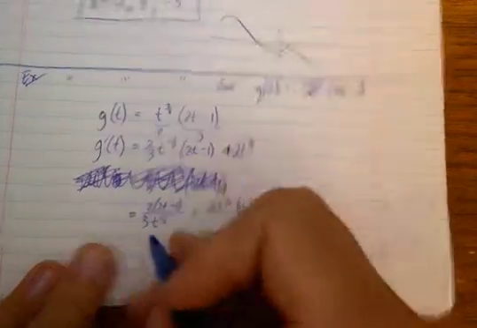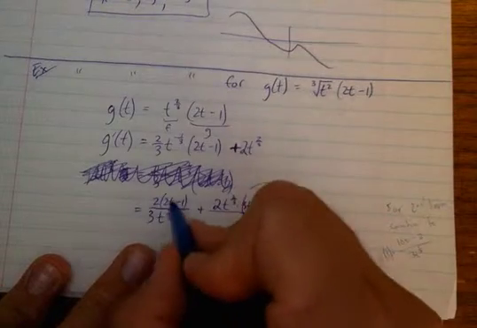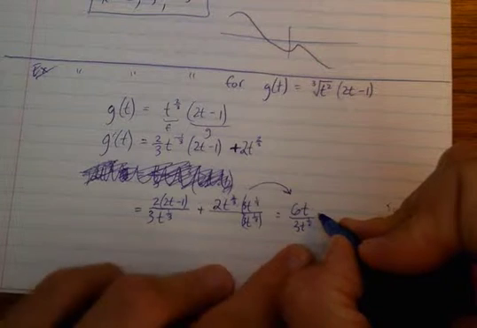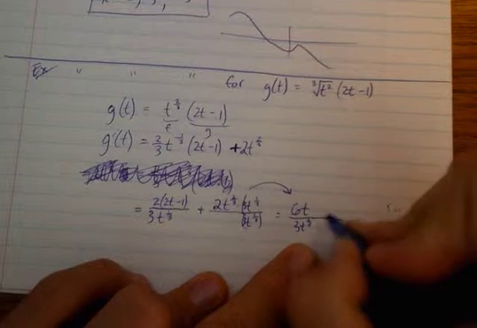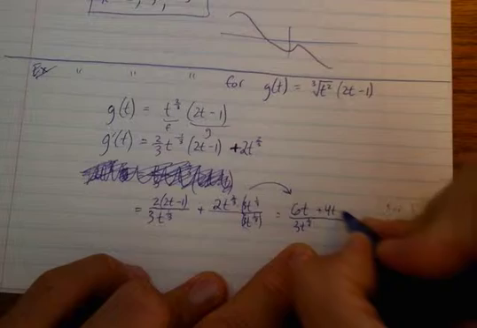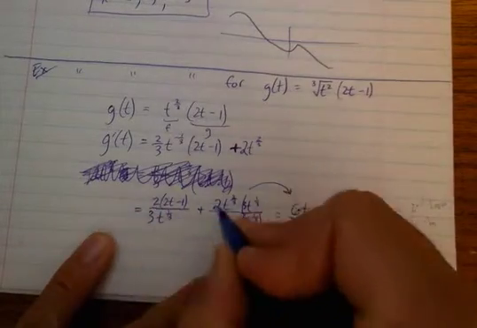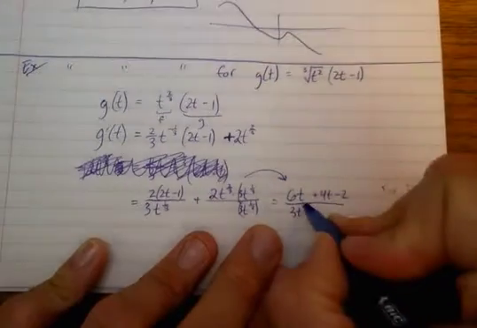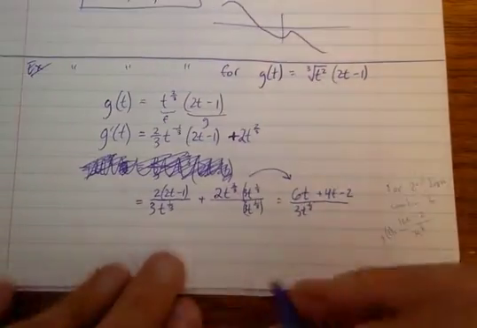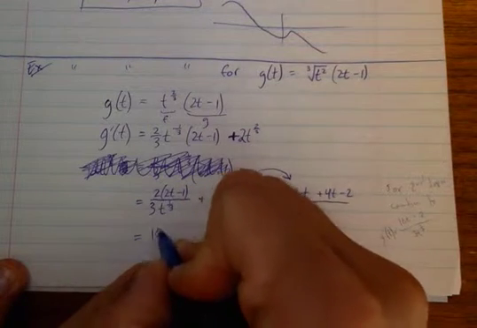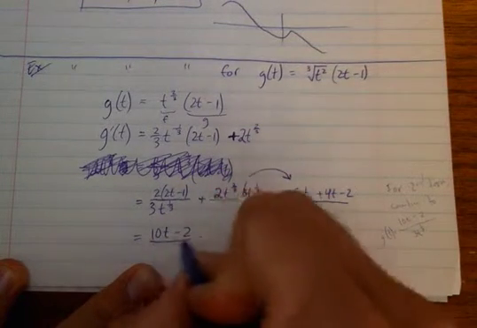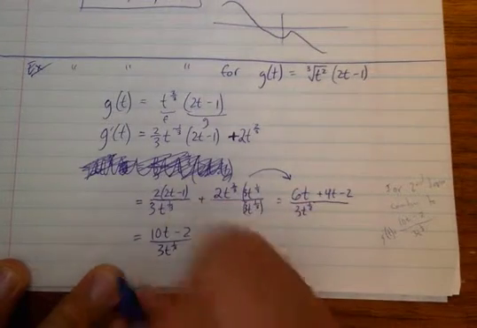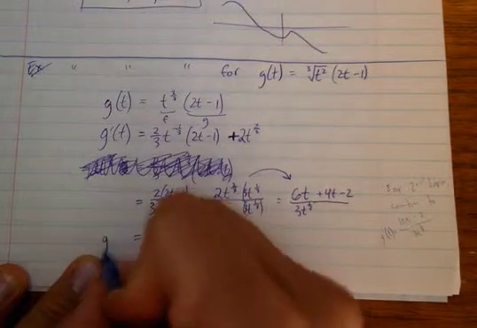Okay, so now we have this. This is 4t minus 2. So let's see, that's our denominator. We have plus 4t minus 2. I just switched the order of these two guys. And that's 10t minus 2. So our answer is 10t minus 2 over 3t to the 1/3. And that is equal to our g prime of t.